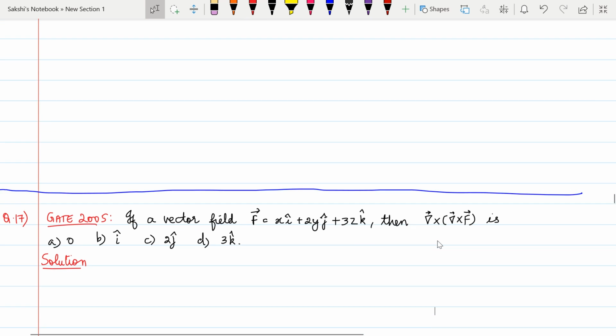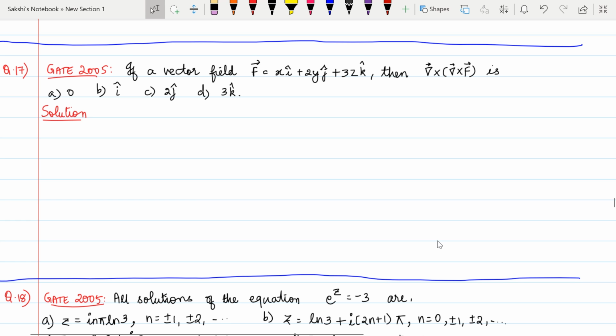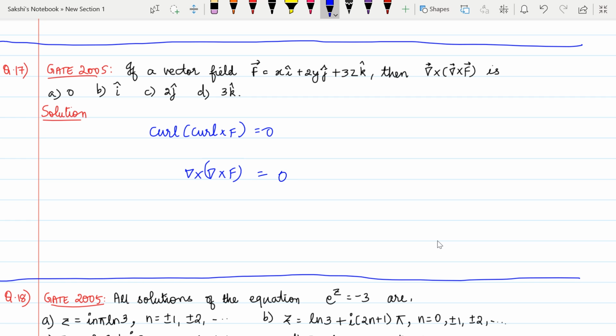So let us see the next question, which is a simple question, and this is from GATE 2005. If you see, we have already done 6 questions from GATE 2004. So this is our 17th question, which is from GATE 2005, and a very easy question because we have to find del cross f. So curl into curl of f, or curl of curl of any function, will be 0. That is a standard equation that you have to remember. Therefore, del cross f will be 0.